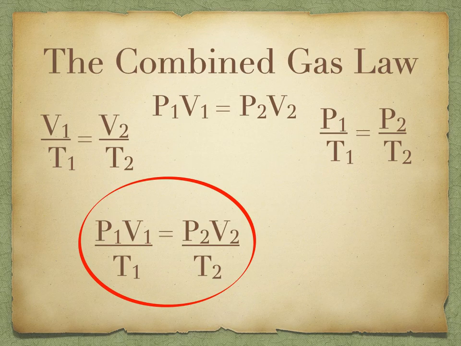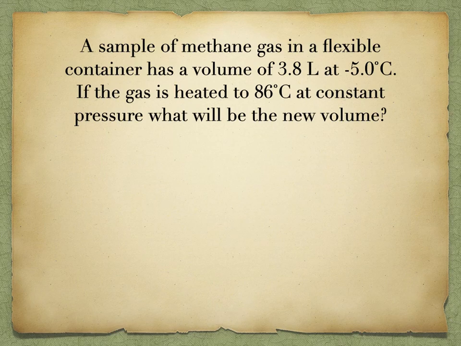And essentially what we're saying here is that pressure, volume, temperature as a combination of variables will always equal a constant if, and this is the one point we haven't really put out there yet, all of these different gas laws, Charles, Boyle's, Gay-Lussac, rely on the fact that you're keeping the number of particles inside that container constant, or the number of moles. Okay, let's look at how the combined gas law works. It's actually fairly simple. So you have a sample of methane gas in a flexible container.